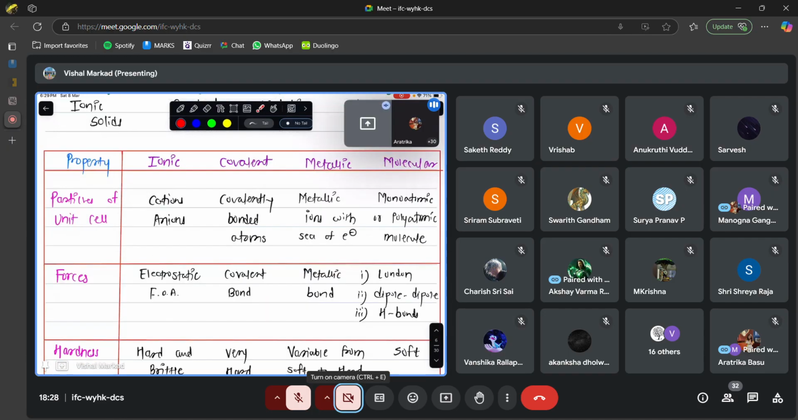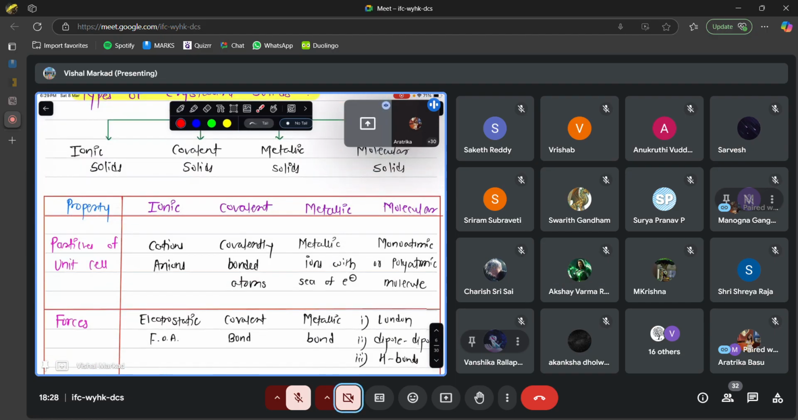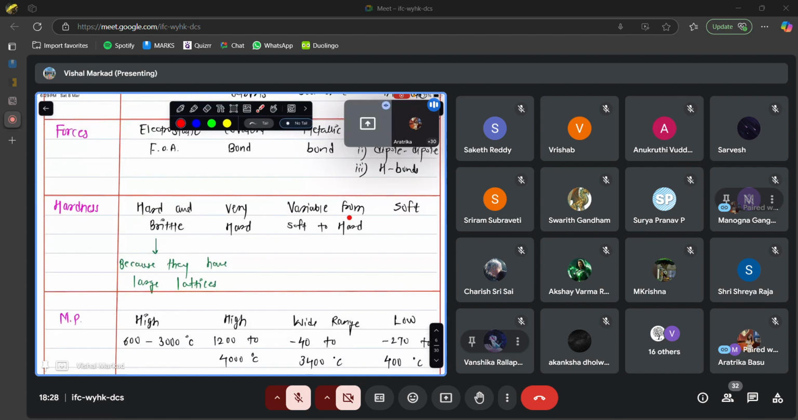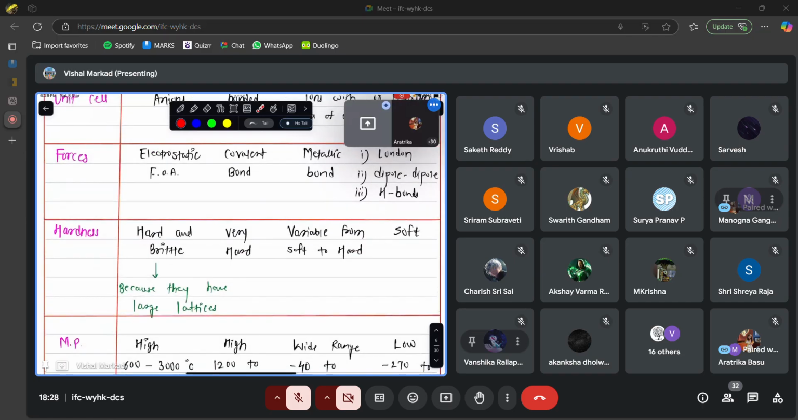Next, covalent solids are very hard, like diamond. Next, metallic: their hardness varies from soft to hard. And the molecular ones are soft in nature. So these basic differences you should know.